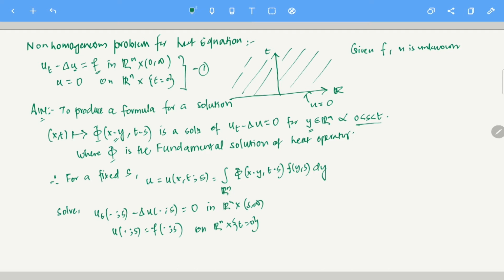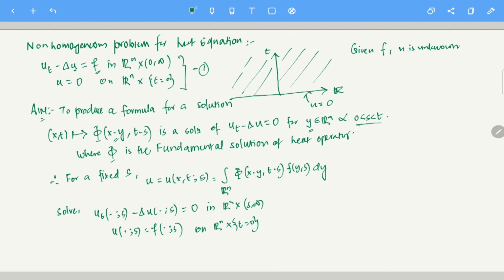See, essentially here, if you remember Duhamel's principle in ODE, what did we do? We wanted to solve the inhomogeneous problem, and we solved it by solving a bunch of homogeneous problems, right? So here also we are doing exactly the same thing. We are solving a bunch of homogeneous problems.